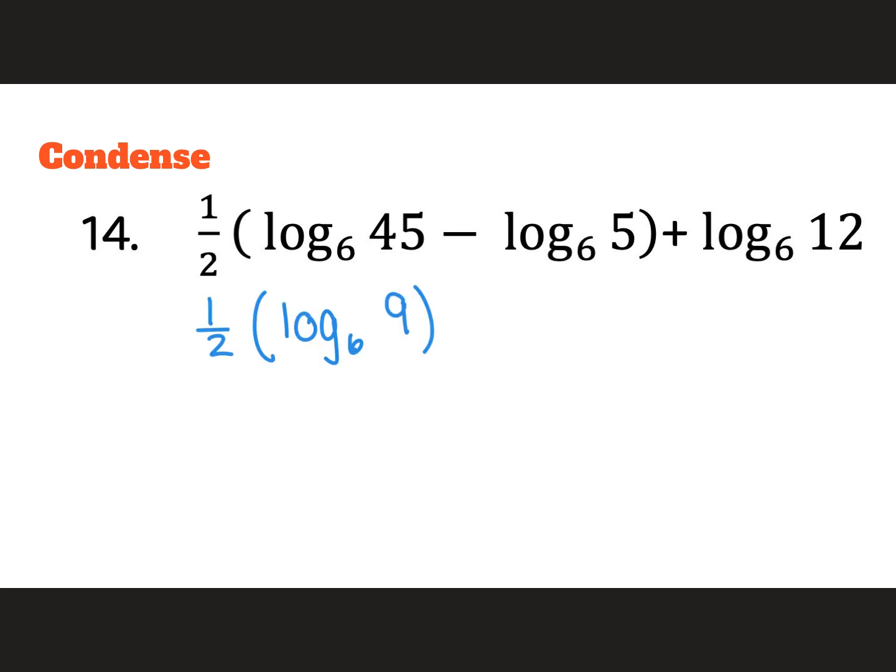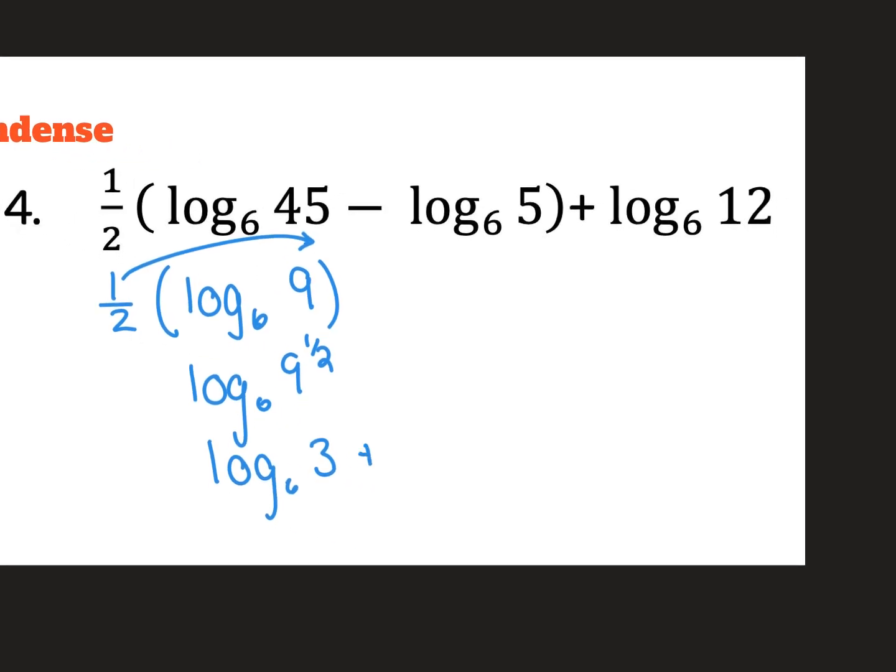So this first part becomes log base 6 of 9, because you'd have 45 divided by 5 as your argument. Then I would bring this 1/2 up to make it log base 6 of 9 to the 1/2, which would be 3. So I have log base 6 of 3, and then I still have this other one plus log base 6 of 12, which would become log base 6 of 36, and then 6 to what power equals 36? It would be 2.